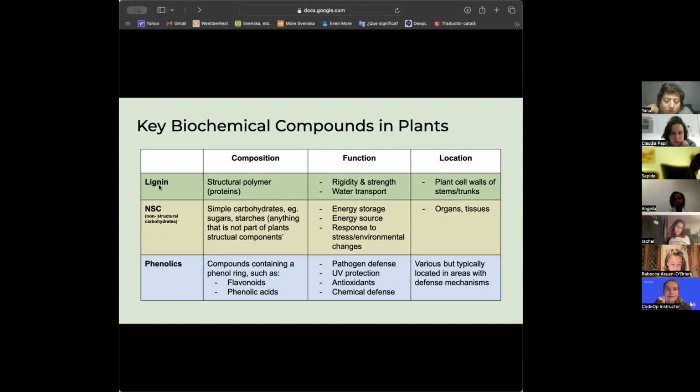And then finally, you'll hear us talking about phenolics. Phenolics are compounds that provide a chemical defense against soil-borne microbes. And these are also found in all types of plants. They help with UV protection, providing antioxidants, chemical defense. They basically help boost the plant up and protect it.